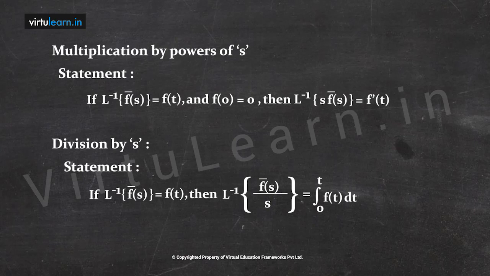The general formula once again: if L inverse of f bar of s equals f of t, then L inverse of f bar of s by s square is the integral from 0 to t, integral from 0 to t, of f of t dt, again one more time dt, that is, 2 times integration with respect to t.